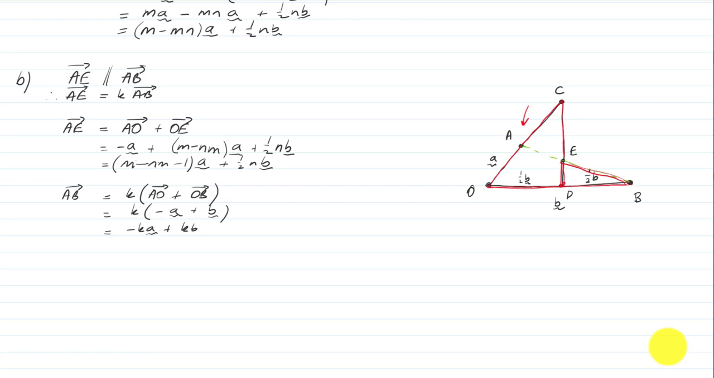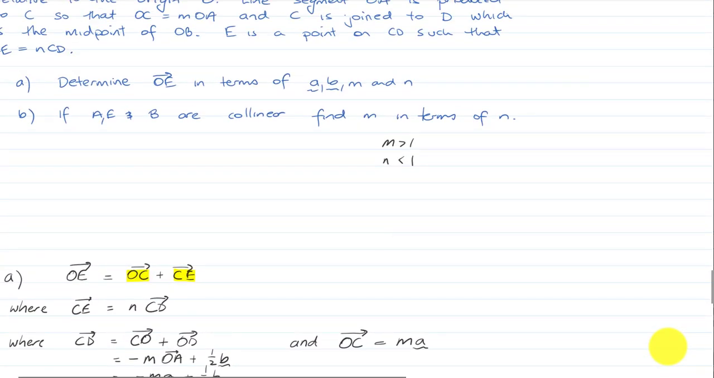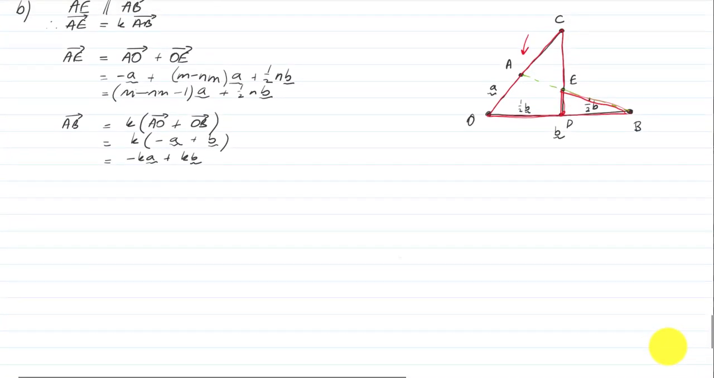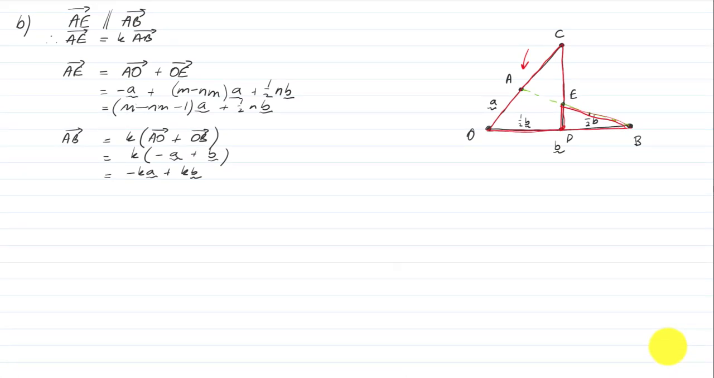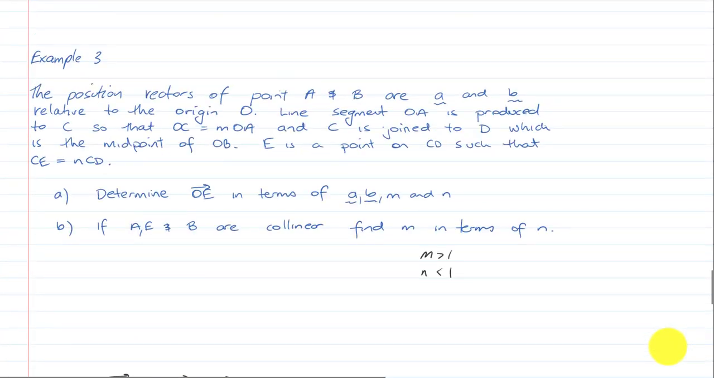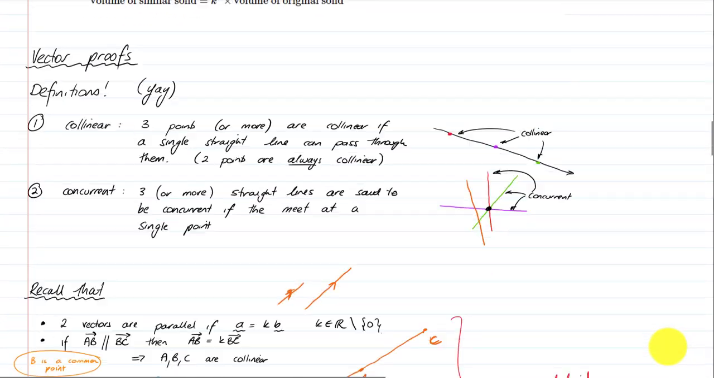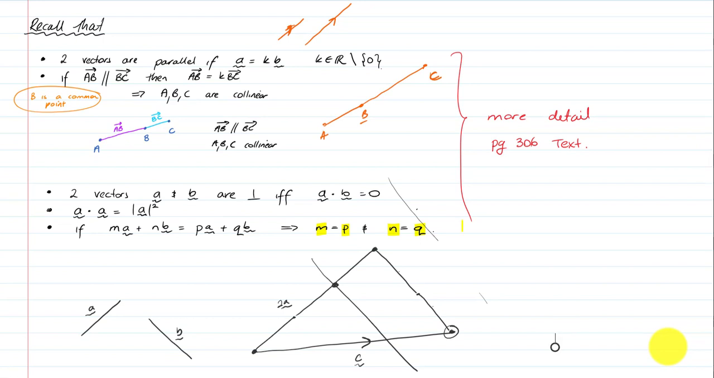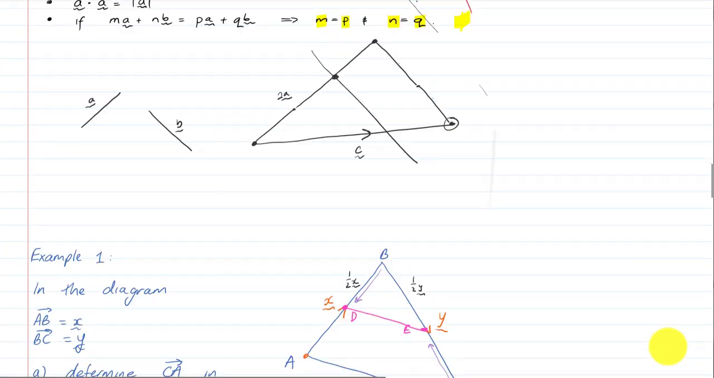Now this is problematic because I've introduced K now, and I'm asked to find M in terms of N. That's the key. So I want to find M equals something in terms of N, nothing else. So how am I going to eliminate the K? That's our problem. Well, this is what happens now. If I go right back up to an early video, this rule: If MA plus NB equals PA plus QB, then M equals P and N equals Q.